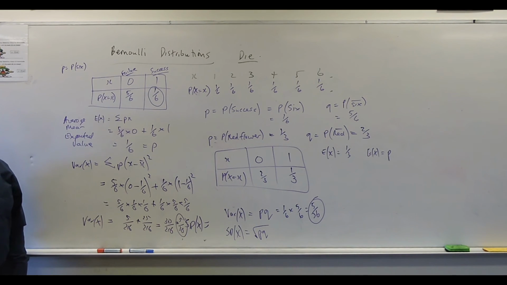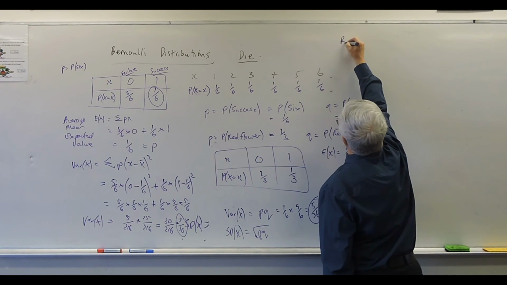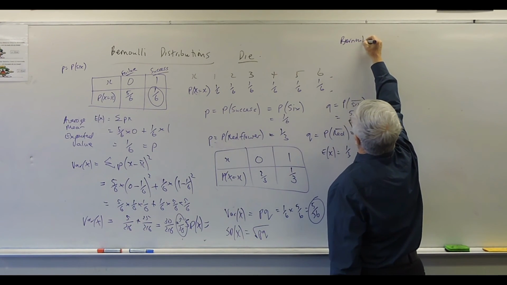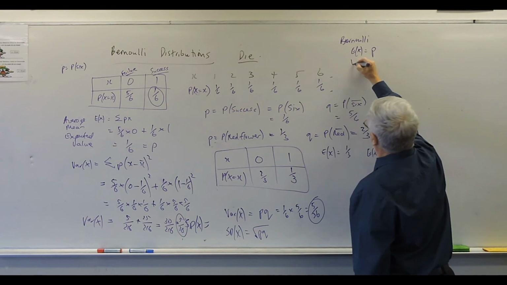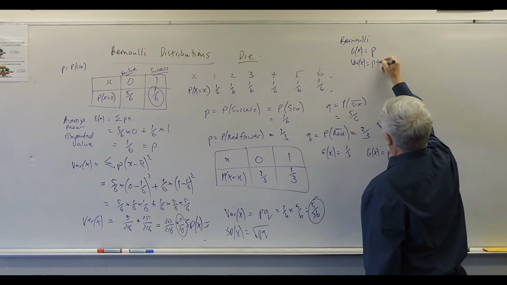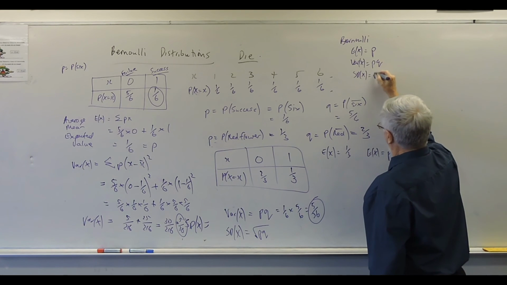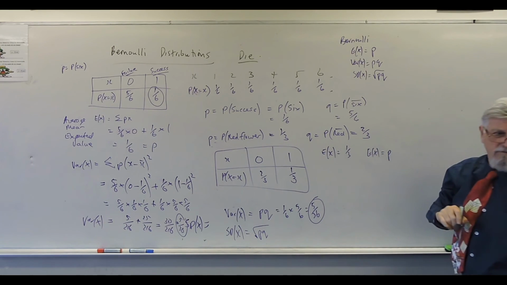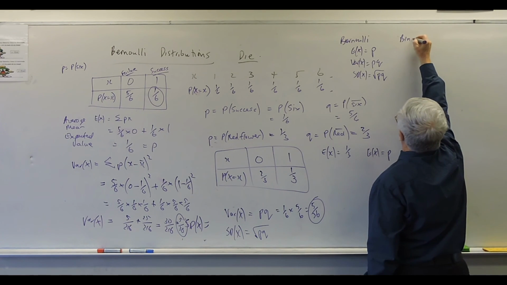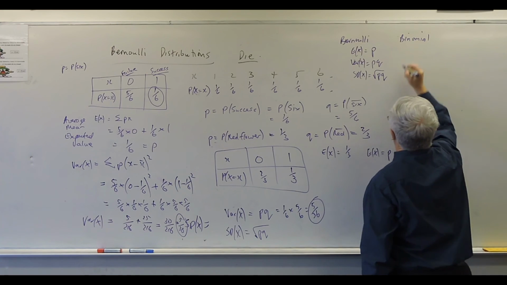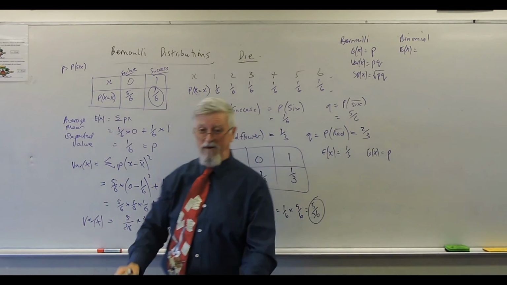You okay? So Bernoulli just has two situations. For a Bernoulli, the average of x equals p, the variance of x is PQ, and the standard deviation of x is root PQ. Now I am going to go a step further and just throw these at you for now, not prove them to you. So for a binomial, it is more complicated.